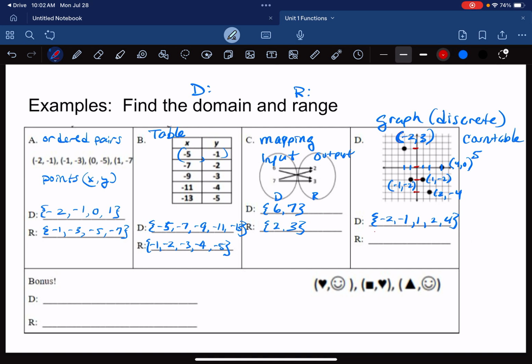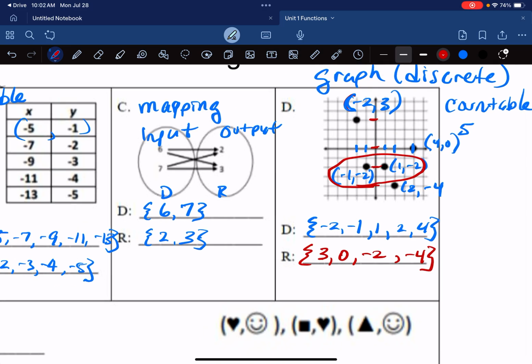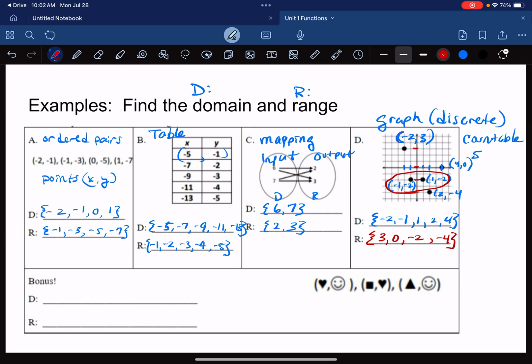And then the range values are 3, 0, -2, and then -4. Now notice there's one less range value because right here, this pair of points, the range value duplicates. And I think that's what I did. I didn't count the right ordered pair there. I think we're okay.